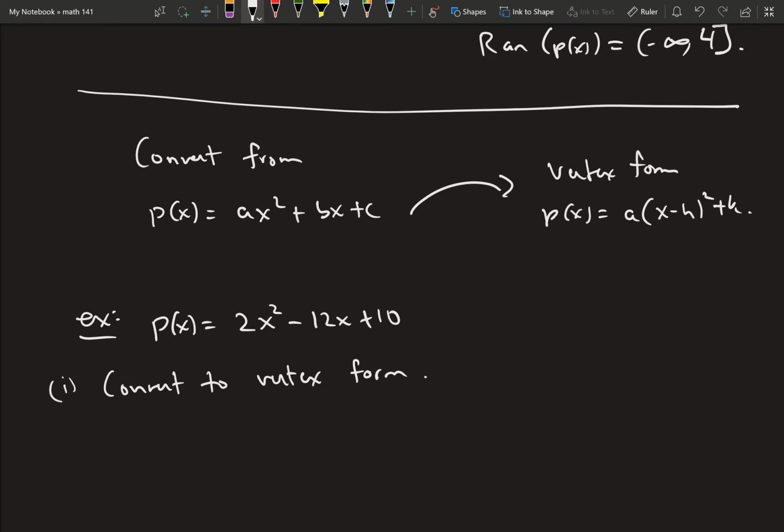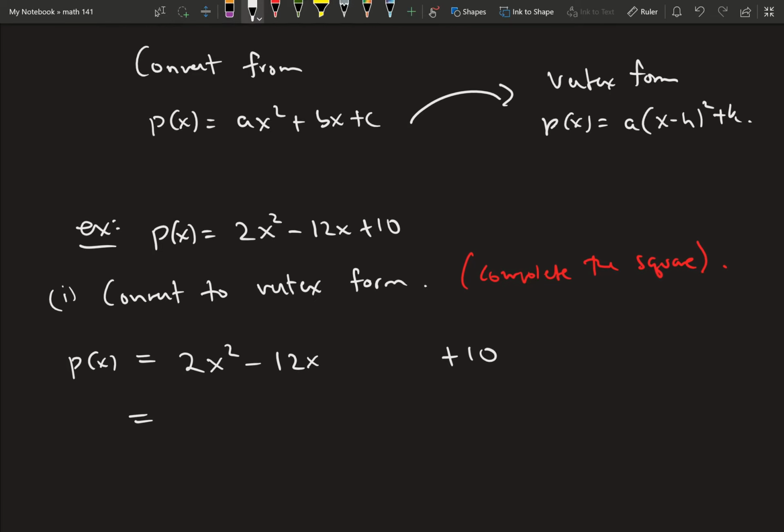And how are we going to do that? We're going to complete the square. That's going to be the method. So how do we do that here? Remember that we have 2x squared minus 12x. We're going to just leave out the constant term alone off to the side here, because it's not going to play a part in the algebraic process, at least not initially.